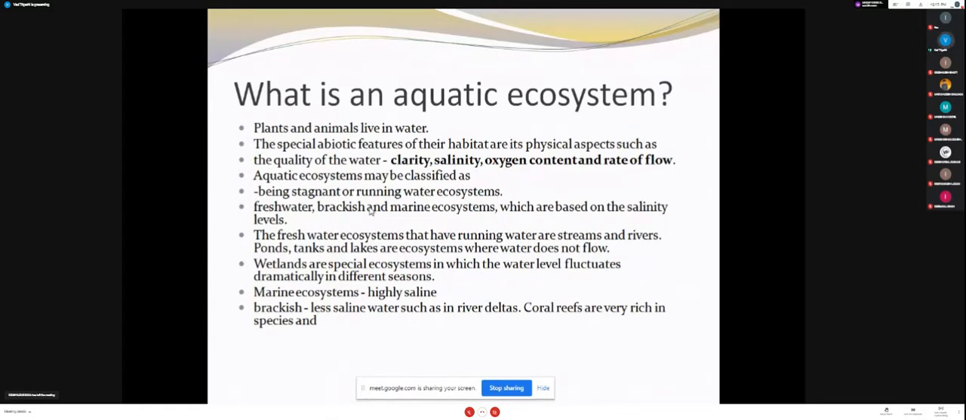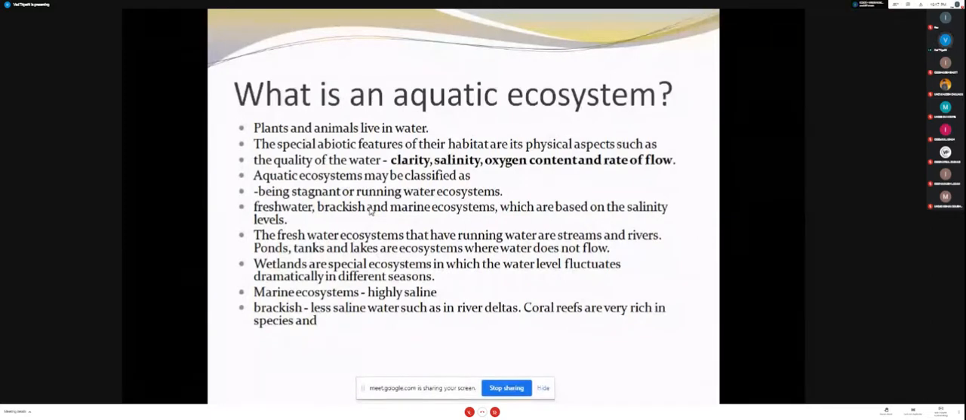Aquatic ecosystems can be classified according to the flow rate. So they can be stagnant, like ponds and lakes, or the reservoirs. The reservoirs are also aquatic ecosystems, but they are man-made. So they are somewhat stagnant in nature. And then running water, that is flowing water ecosystems. So that is another classification. The first classification that I told you about was the freshwater, brackish water, and the marine. That is based on the salinity levels.